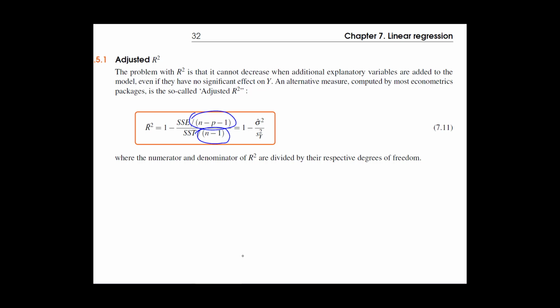It's the same interpretation. Now, it turns out that you can also express it as 1 minus your estimated variance divided by the sample variance of y. Remember the S square from chapter 5-ish, 6-ish? It's the same but for y here.